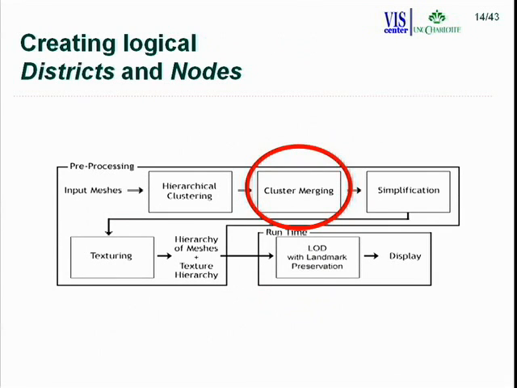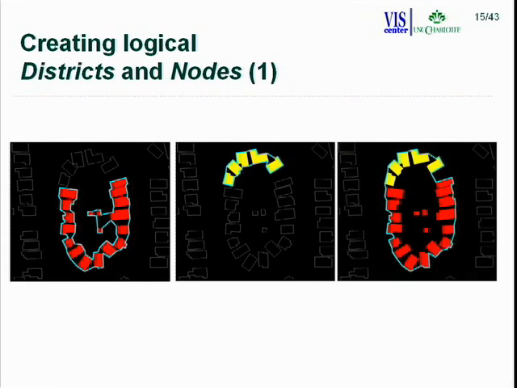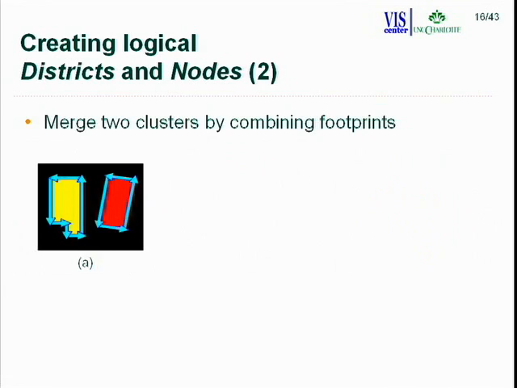Okay. So once we have the clustering, then the next thing to do is to merge the clusters together to create logical districts and nodes. Here's an example of what we mean by creating a logical district. You have one cluster of buildings in red, the other cluster of buildings in yellow, and the blue outline shows what the merger would be. And this is what it should look like, where the blue outline should just encompass all of them together, including the black space in the middle.